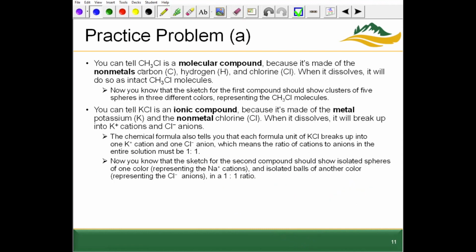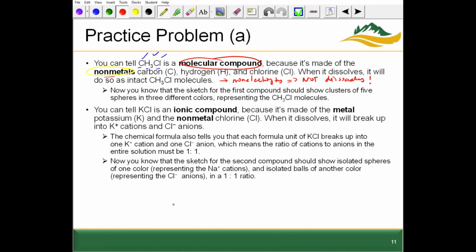What about this molecule here? It contains carbon, hydrogen, and chlorine. Are these metals? Are these nonmetals? Well, these are all nonmetals based on their placement on the periodic table. Because these are all nonmetals, this makes it a molecular compound. For a molecular compound, we know these are going to be non-electrolytes and therefore will not dissociate into cations and anions when dissolved in water.